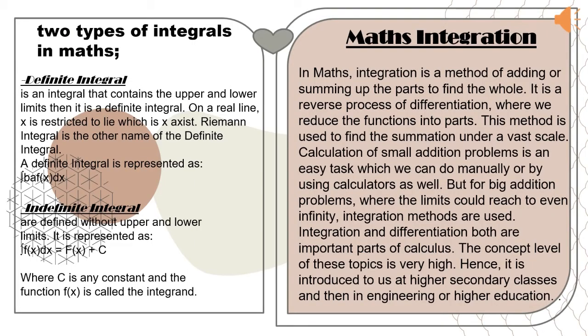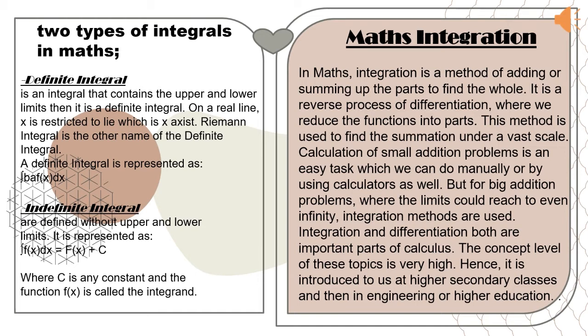Okay, there are two types of integrals in math. The first one is the definite integral. It is an integral that contains the upper and lower limits. On a real line, x is restricted to the x axis. The other name of the definite integral is the Riemann integral. A definite integral is represented as shown below. The other one is the indefinite integral. Indefinite integrals are defined without upper and lower limits. It is represented as shown below, where c is any constant and the function f(x) is called the integrand.